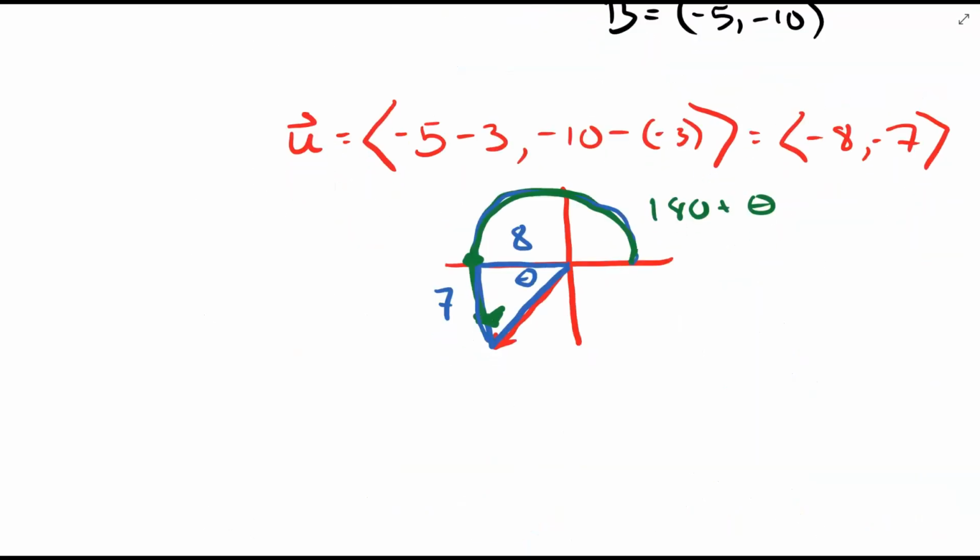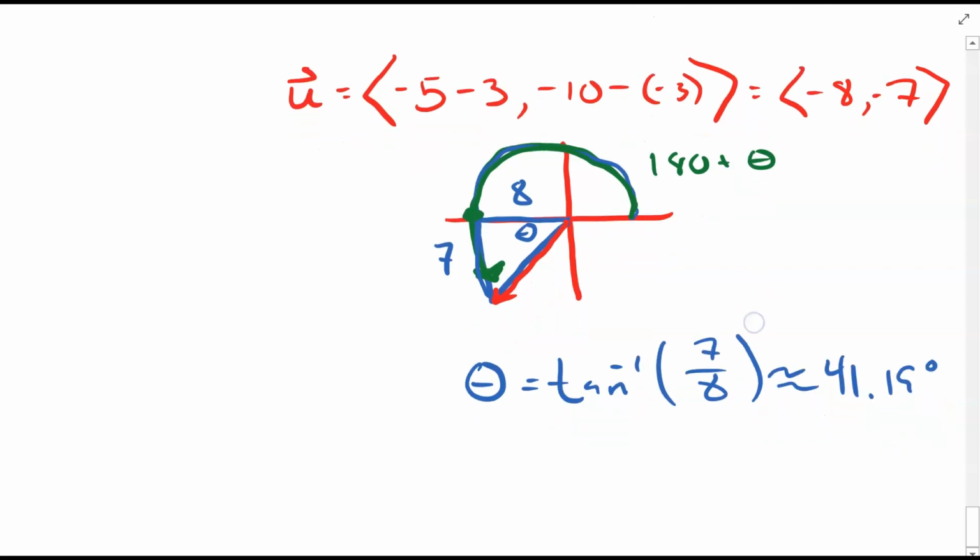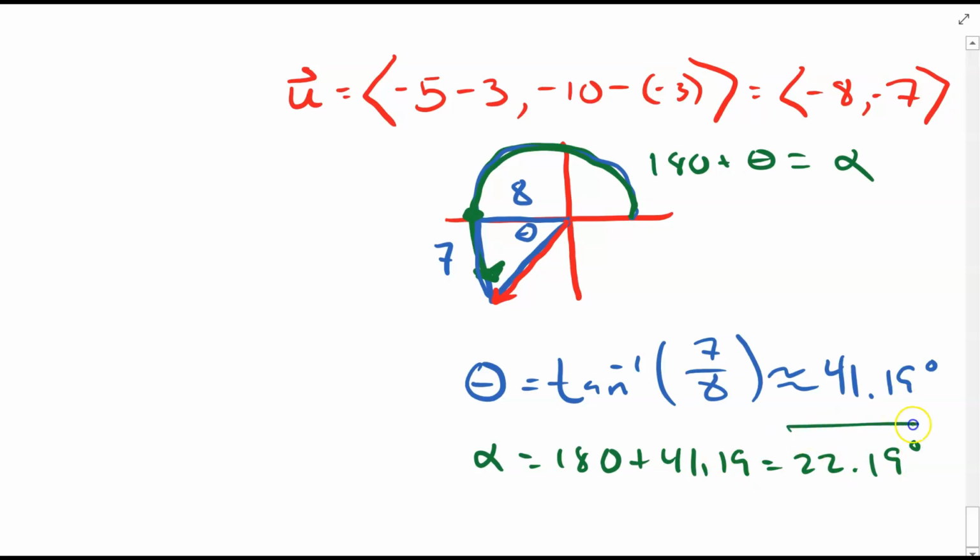But we still have to finish this problem up here. So let's do that right quick. Theta is tan inverse of opposite over adjacent. If I type this into my calculator, I get 41.19. So my angle alpha then, 180 plus 41.19, is 221.19 degrees.